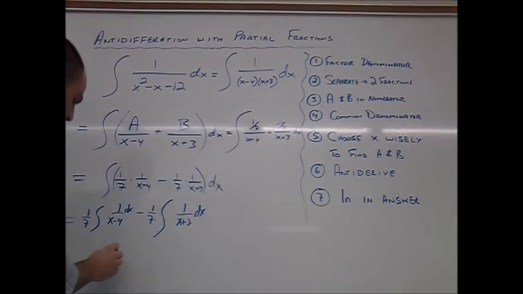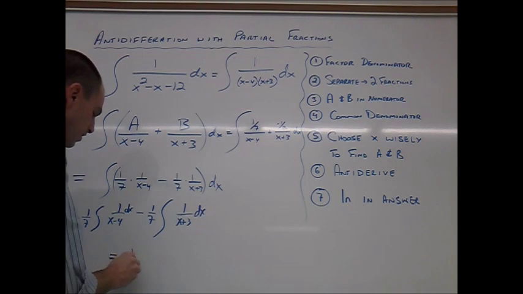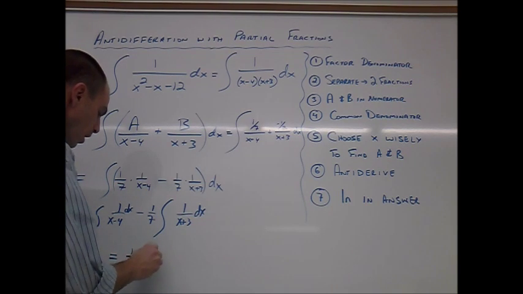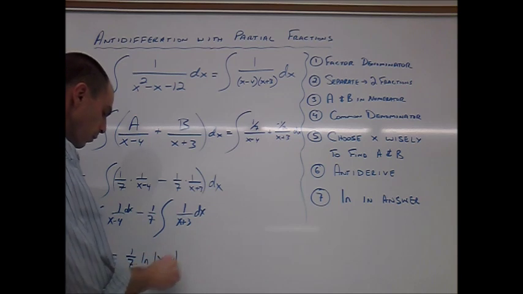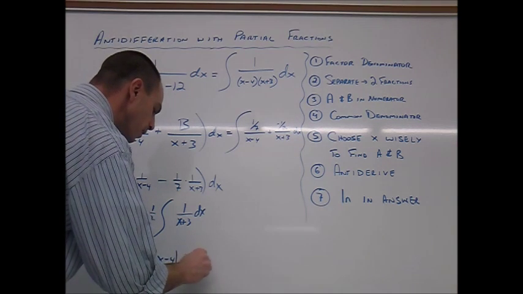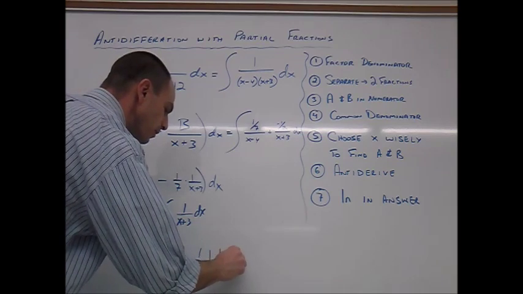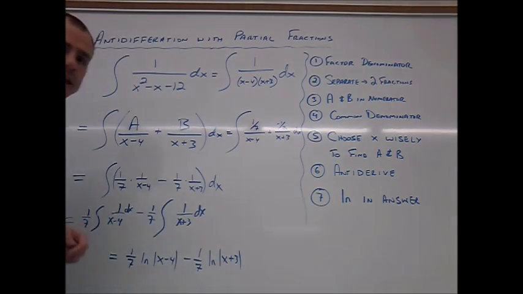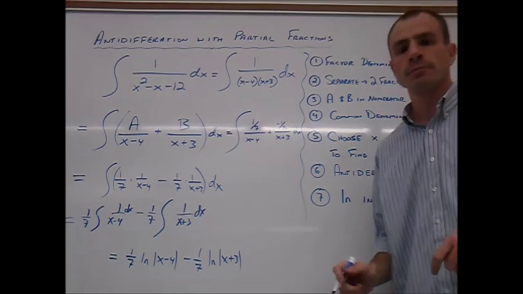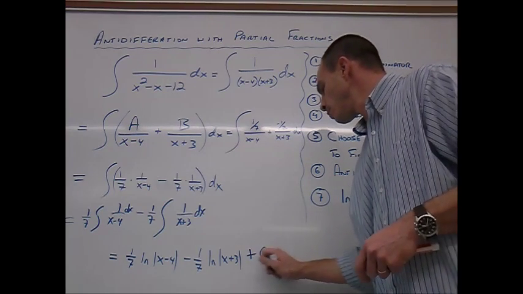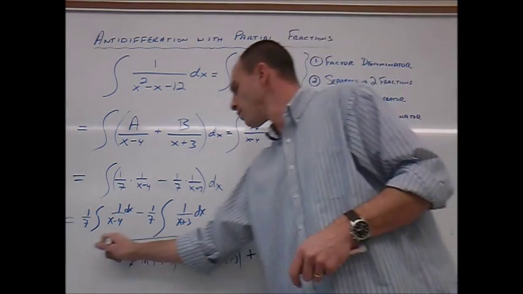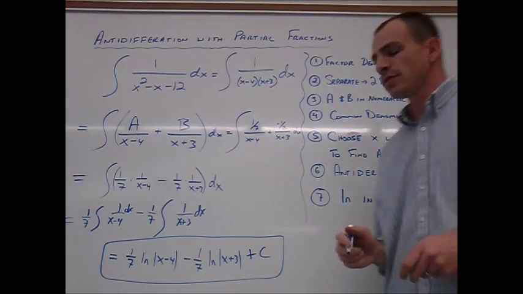So again, finally what we have here, we have 1/7 natural log absolute value x minus 4 minus 1/7 natural log absolute value x plus 3. And we're doing an antiderivative, so what goes at the very end? Yep, don't forget your plus c. So this right here is our solution.